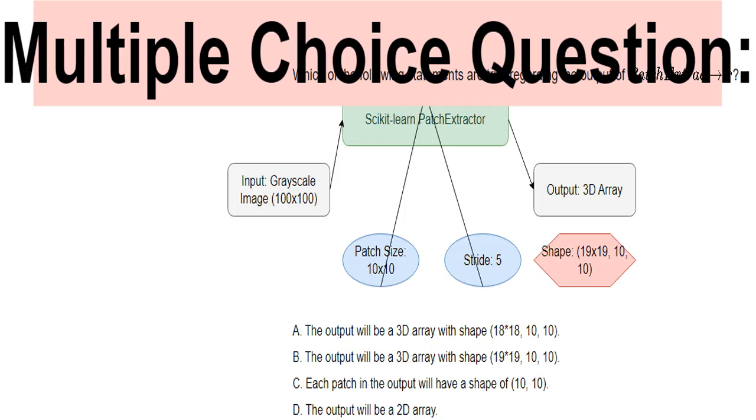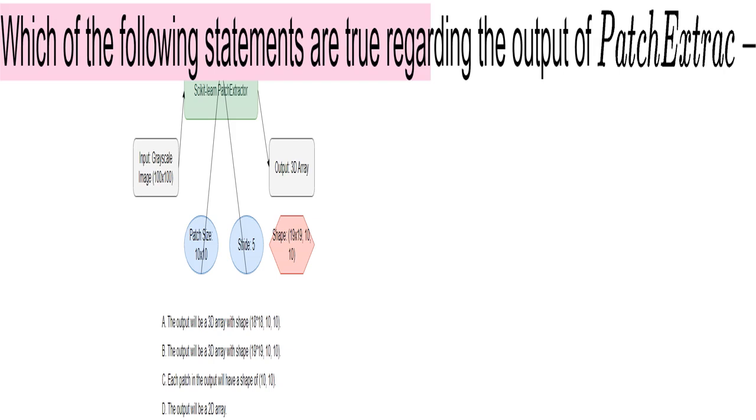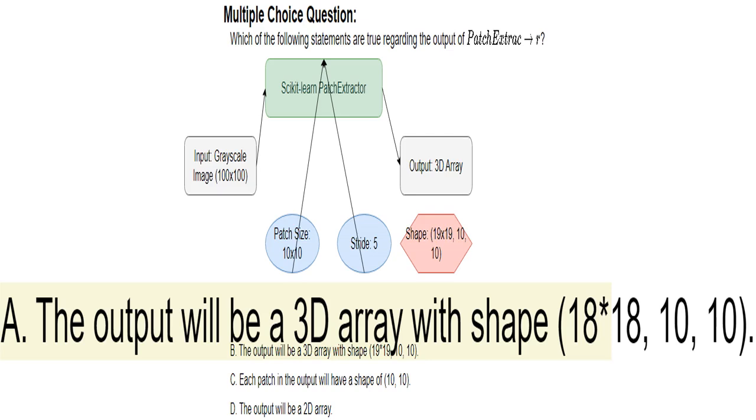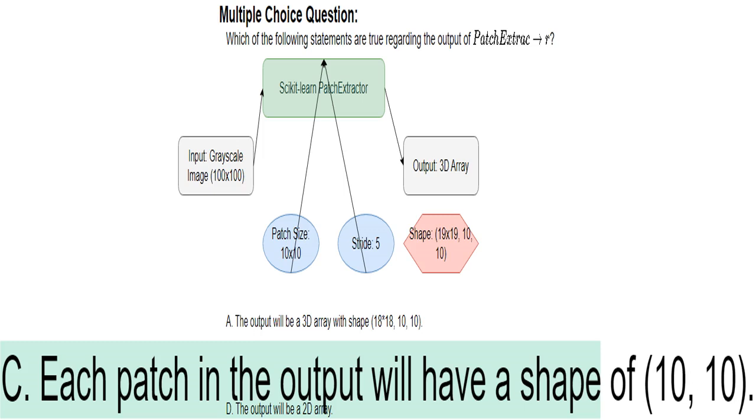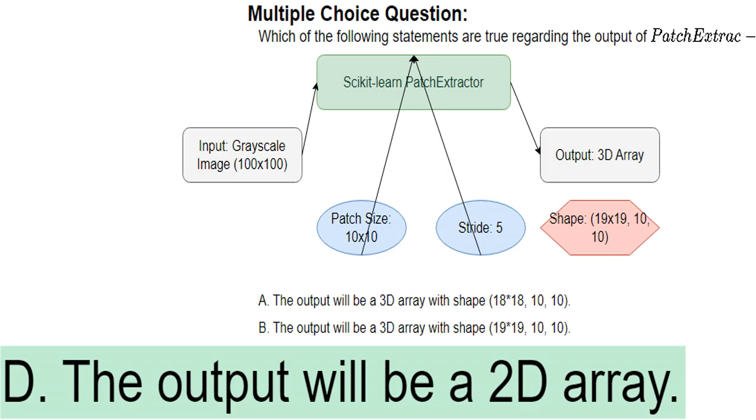Here's a multiple choice question to test your understanding. Now, let's see if you understood the previous steps. It's quiz time. This answer is wrong because it incorrectly calculates the number of patches. This is the correct answer. It matches the 19 by 19 patch grid we calculated. Woohoo! This is also correct. It's directly given by the patch size, 10 by 10. This is wrong. I already told you the output is a 3D array.